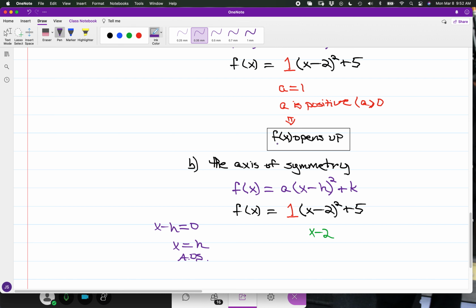In the general case, now we have x minus 2 representing x minus h. We have x minus 2 equal to 0, and we have that x is equal to 2. And so for the axis of symmetry, I'm just going to say AOS, shorthand for axis of symmetry. So the axis of symmetry is going to be at x equal to 2.